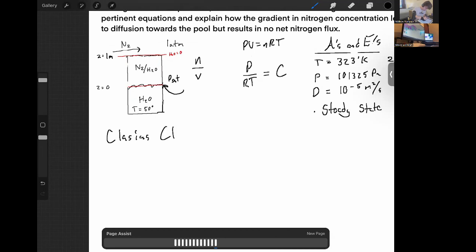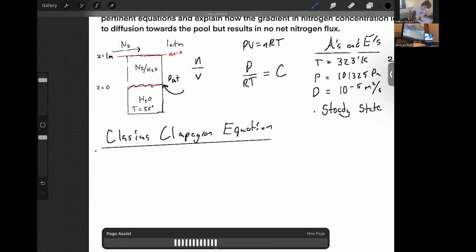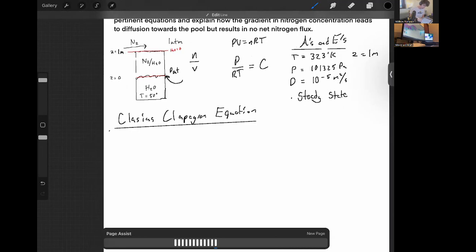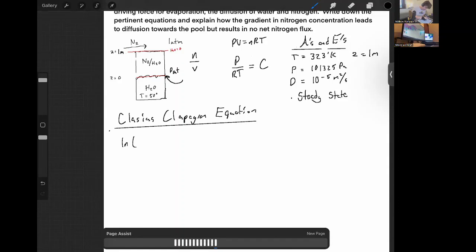I hope I'm spelling this right. Use the Clausius-Clapeyron equation, which is the natural log of the partial pressure that you want over an observed pressure, which is equal to the delta enthalpy of vaporization over the gas constant R, times 1 over the second temperature minus 1 over the first temperature you're observing.